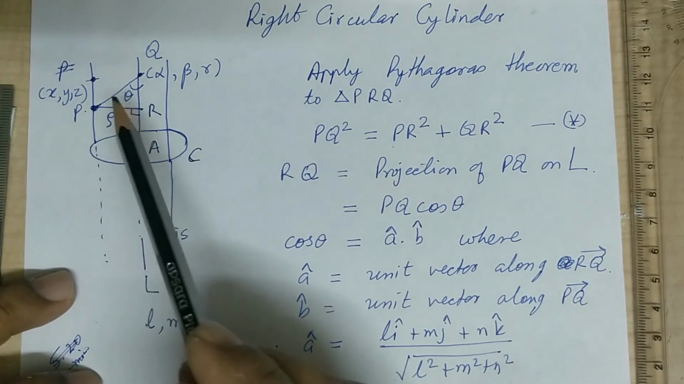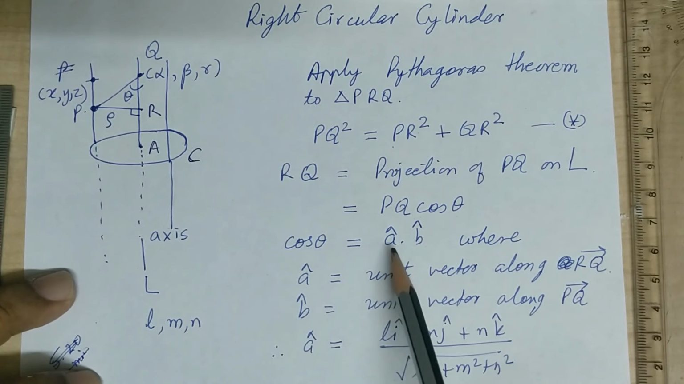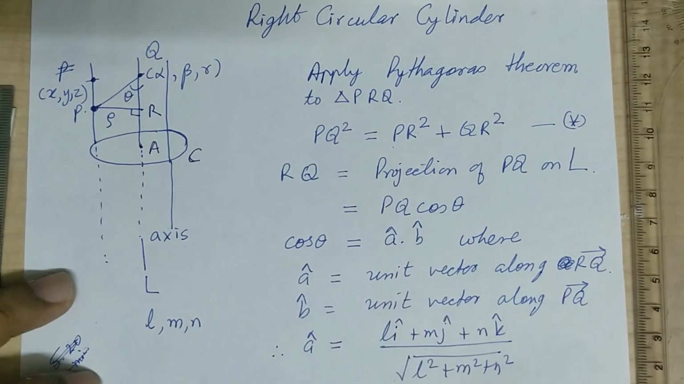I also look at a unit vector along PQ. I'm calling it B cap. So if I look at the dot product of A cap and B cap, it will be mod A mod B cos theta. But mod A is 1, mod B is 1, so what I have is just cos theta. So A cap dot B cap is cos theta. This is what I'm going to use in order to eliminate this.